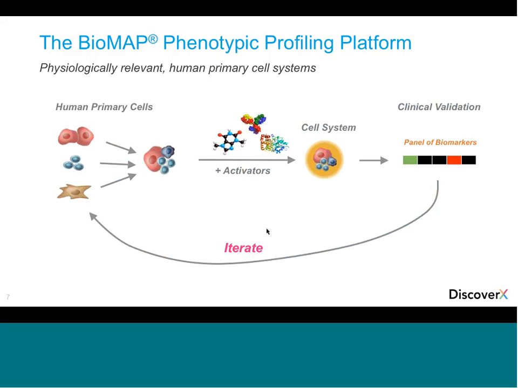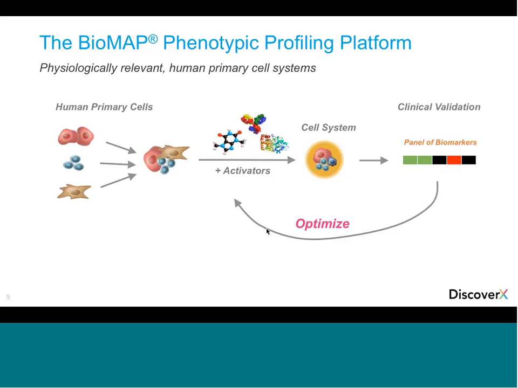And then what we do is we iterate the process. We change the cell types, we change and look at the panel of responses, and we change the activators, optimizing the system so it is the best model of a particular disease or tissue state as we can manage.